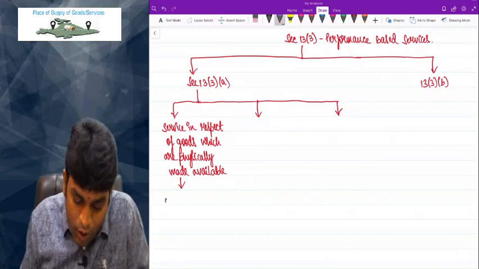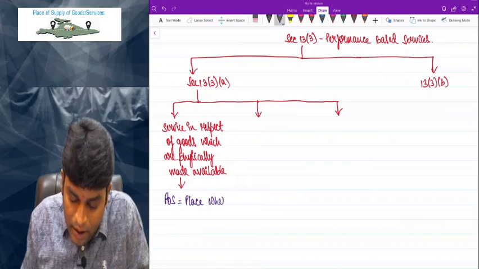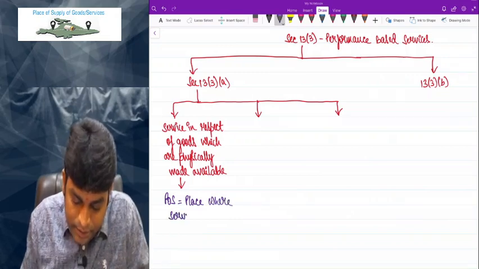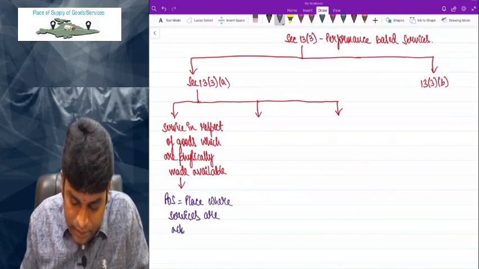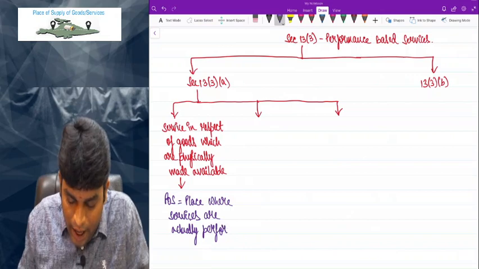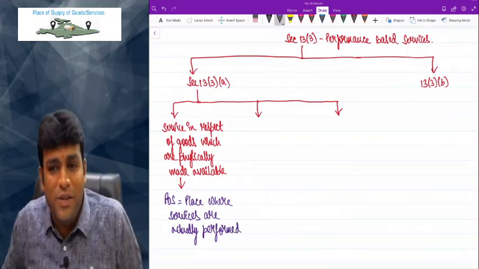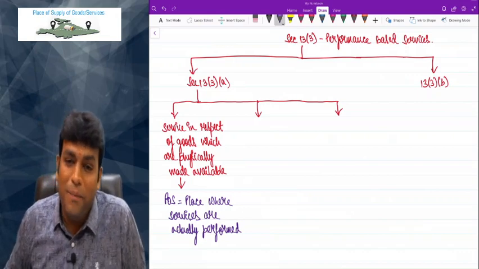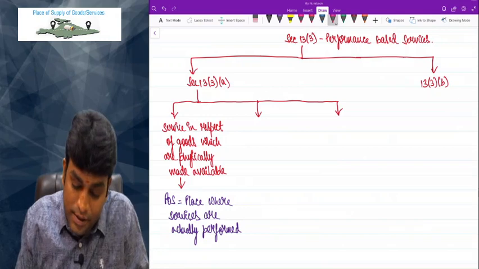For this, law told, place of supply will be the place where services are actually performed. Place of supply is what, sir? Place of supply is the place where services are actually performed. Other side. Next point, my dear friends.